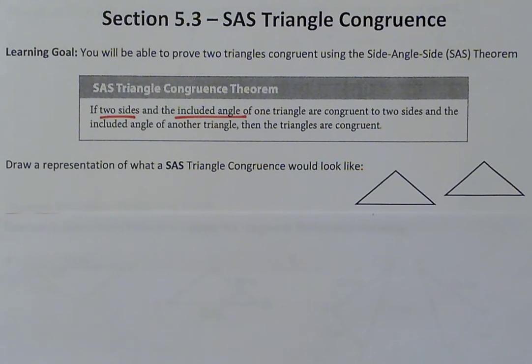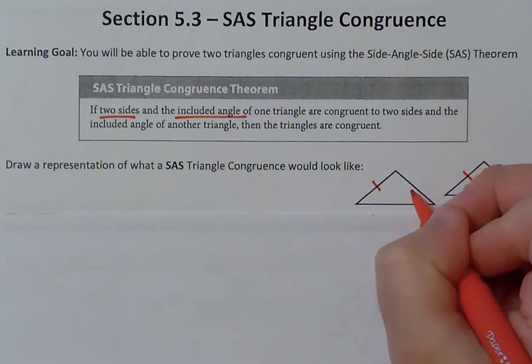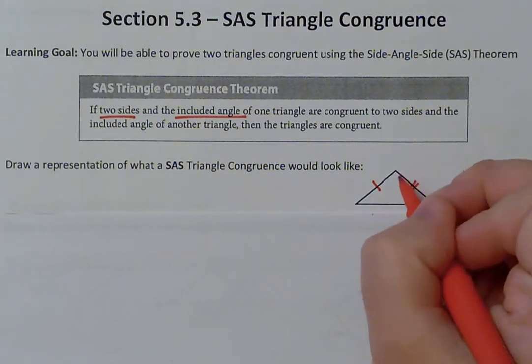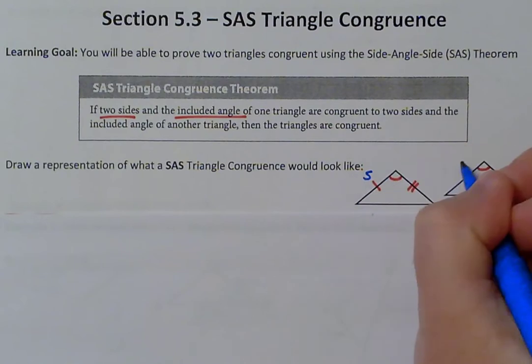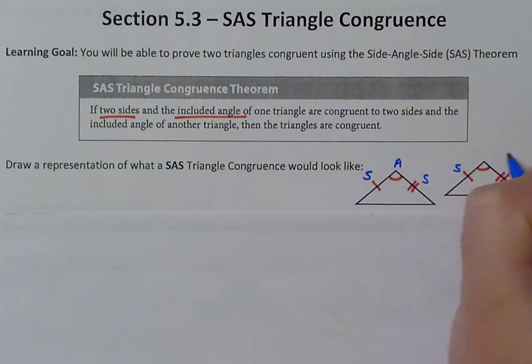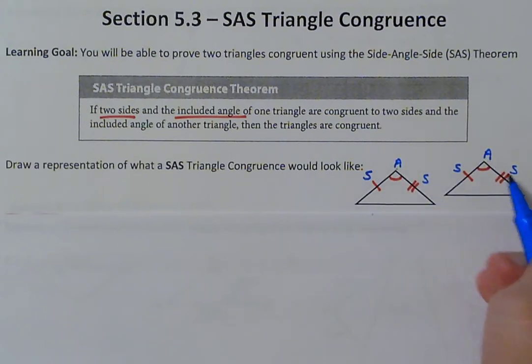Now, to give you an example, it would be if I know that this side is congruent to this side, and this side is congruent to this side. What I need is the angle that's in between those two sides, or the angle that's formed by those two sides. So that would mean this angle needs to be congruent to this angle. So if I went through and made my notation, I know this side is congruent to this side, to this side, and this angle to this angle, thus giving me side, angle, side, side, angle, side.